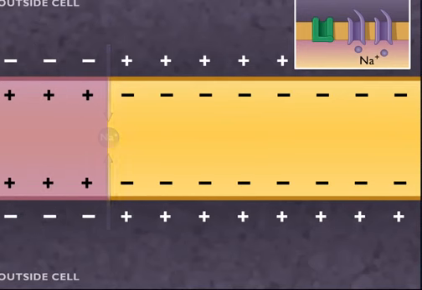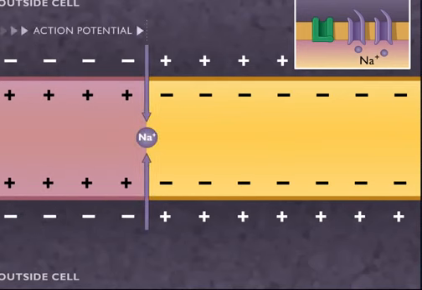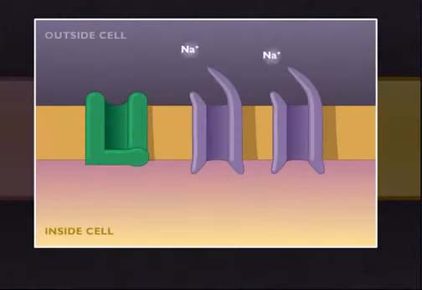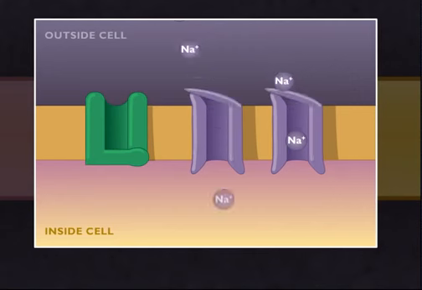Changes occur behind the action potential to restore the resting membrane potential. The voltage-gated sodium channels close and voltage-gated potassium channels open. This allows a rapid flow of potassium ions out of the cell, repolarizing the membrane so that the inside is again negative and the outside positive.